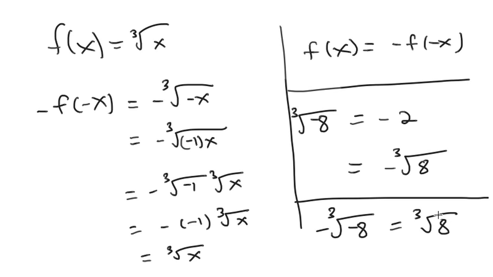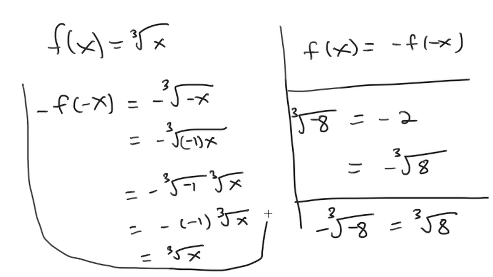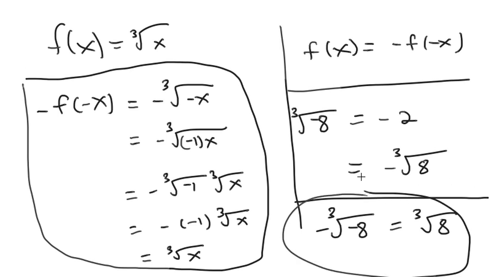I'm just showing it for one value right here, for when the input value is 8. So to show it's odd, you have to show it for every input value. That's what this does right here. This is algebraically showing that no matter what value you put in for x, you end up with the original function when you have minus f of minus x. Over here, I just did it for one value of x. That's 8. Doing it for one value of x proves absolutely nothing. You have to do it for every value of x. That's why you have to do it generically, which is what I boxed in right here.